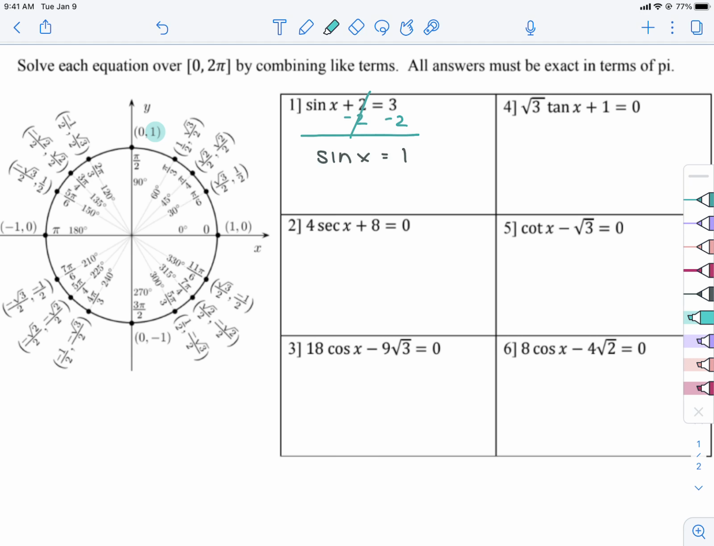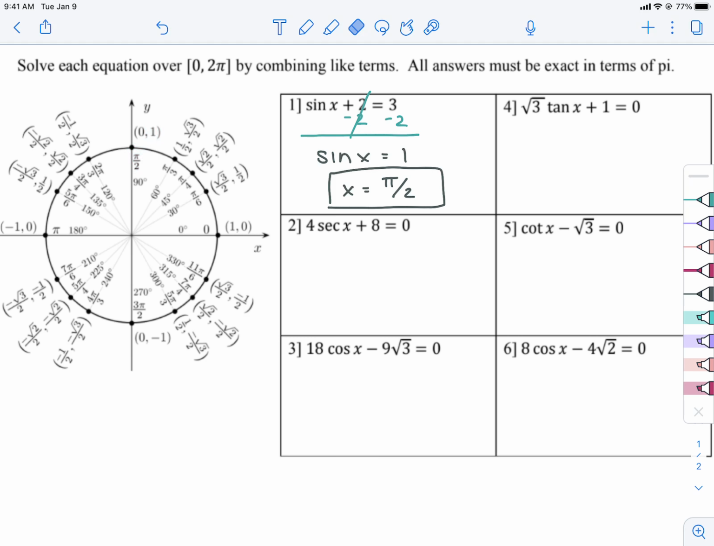So once I find that, that tells me that x has to be pi over 2 because the sine of pi over 2 is 1. So the only place that that statement is true is when x equals pi over 2. That's going to be my final answer for that question. So I use my regular solving equations rules to get the trig function all by itself, and then I use the unit circle to evaluate the trig function.